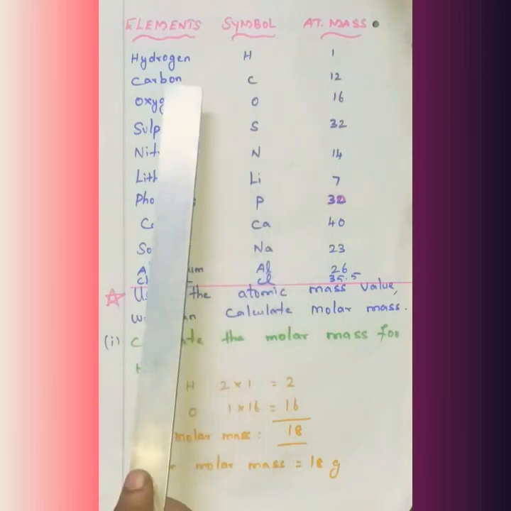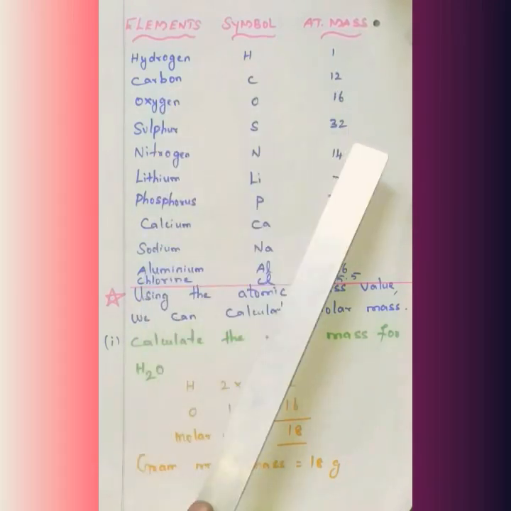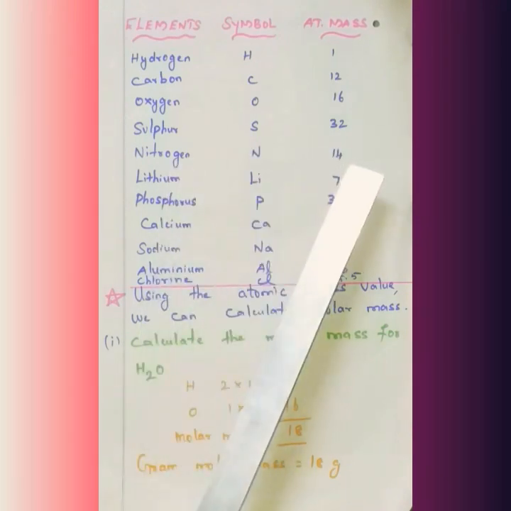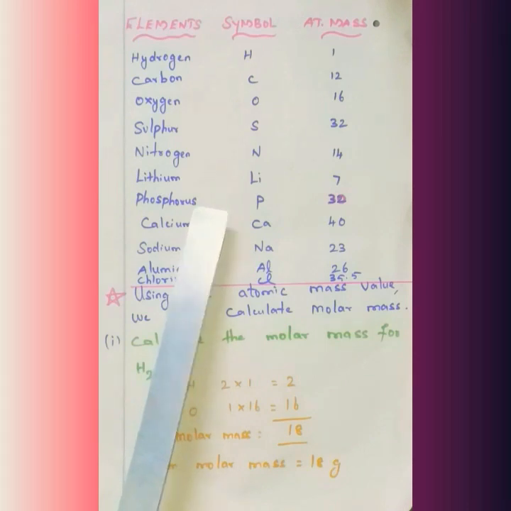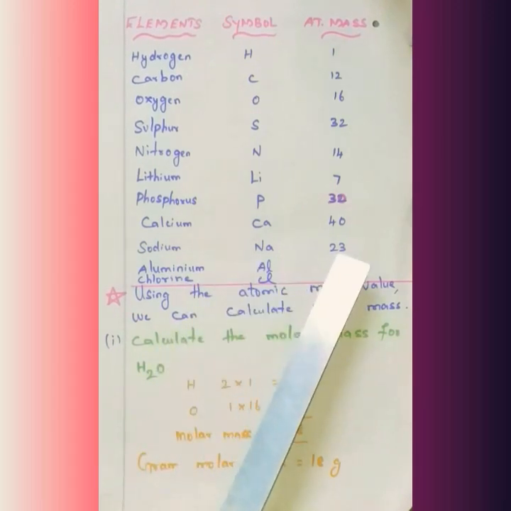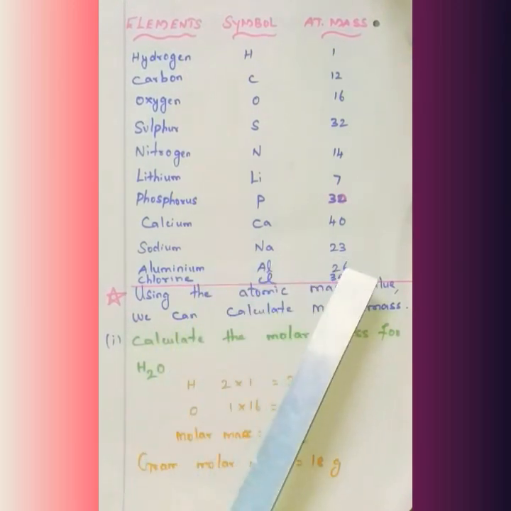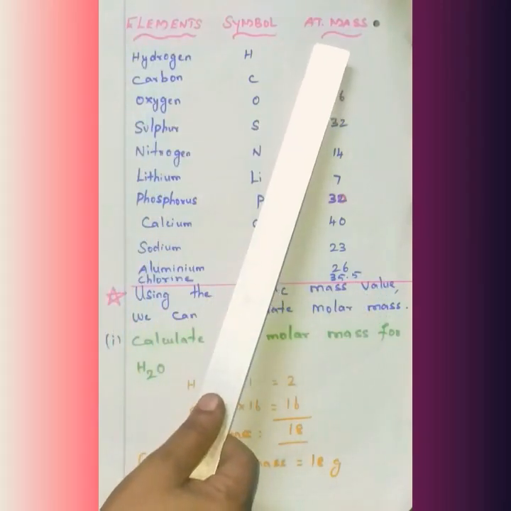Hydrogen 1, carbon 12, oxygen 16, sulfur 32, nitrogen 14, lithium 7, phosphorus 30, calcium 40, sodium 23, aluminium 26, chlorine 35.5. Here I wrote only the atomic mass.